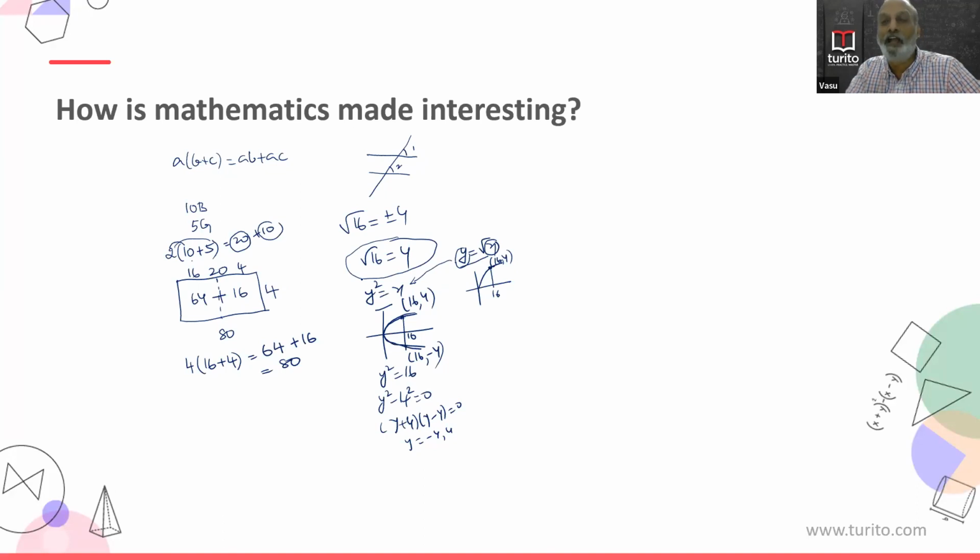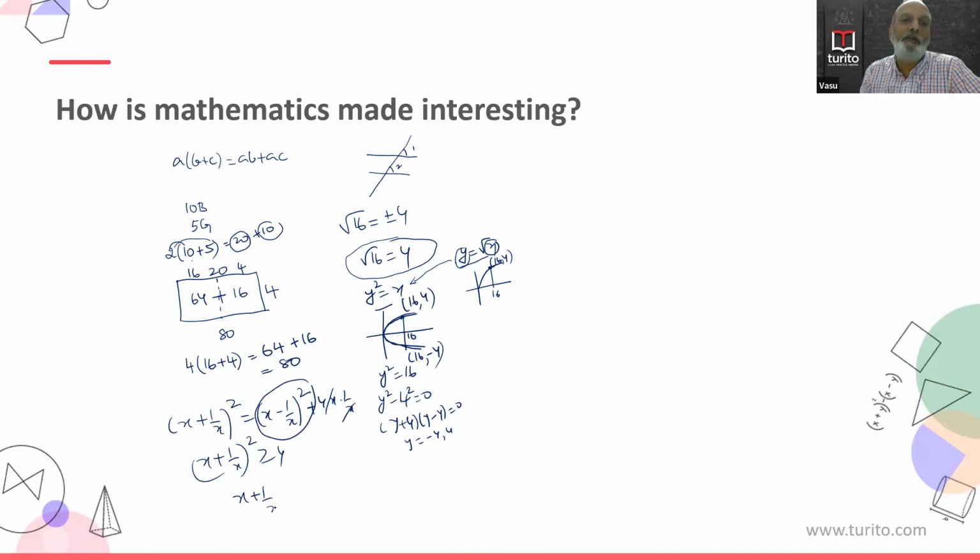This can be analyzed in higher grades in 11th and 12th, especially using calculus, but the same can be applied in lower grades using (x plus 1 over x) the whole square equals (x minus 1 over x) the whole square plus 4 times x times 1 by x. So this is always positive or 0. So (x plus 1 by x) the whole square is greater than or equal to 4. If you take square root on both sides, it is greater than or equal to 2.